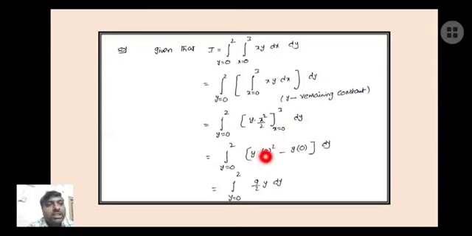Now I am replacing the limits of x. First I replace the upper limit, x equal to 3. So I am writing y into 3 whole square by 2 minus y into, now I replace the lower limit 0. By simplifying this, I am getting 9 by 2 into y dy.